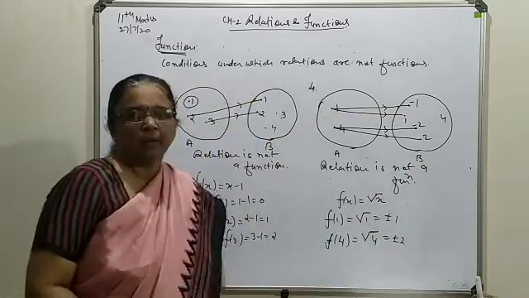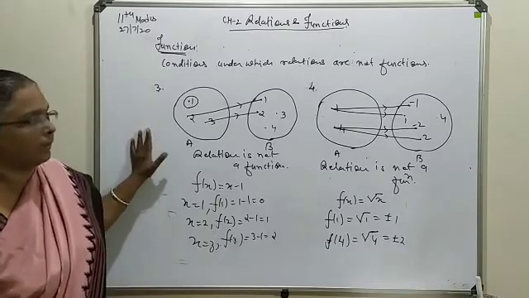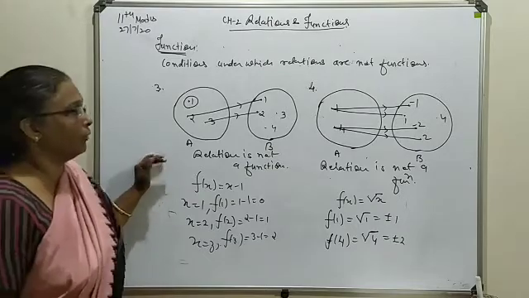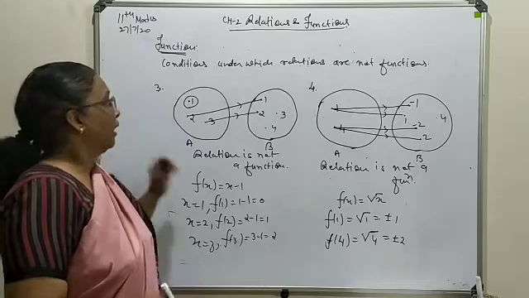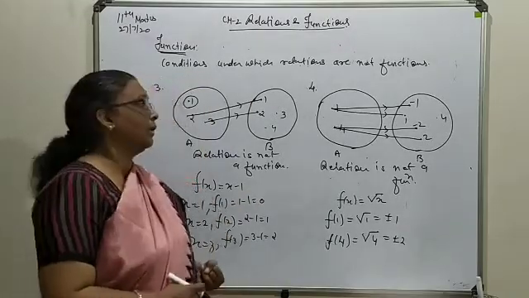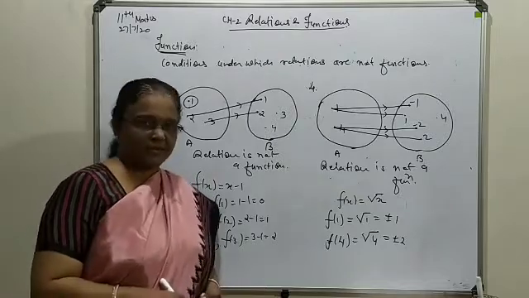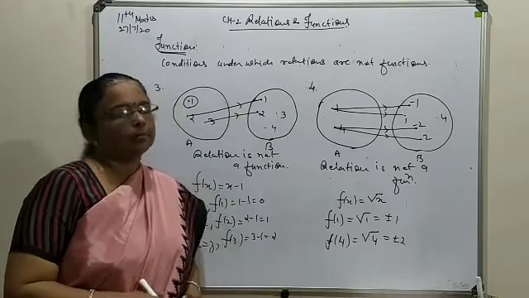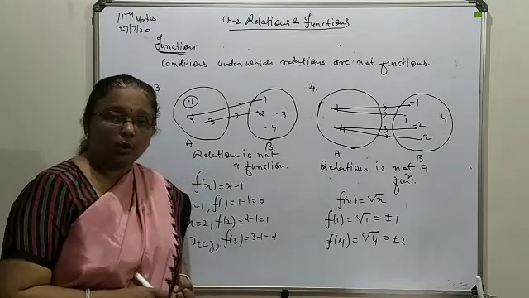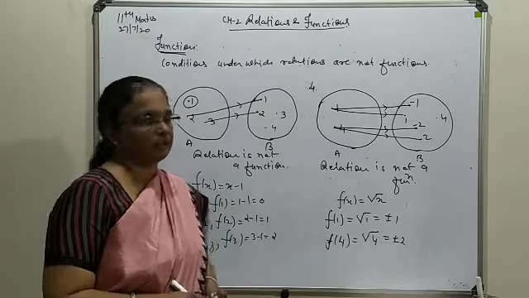So this was the basic criteria for which your relation can be considered as a function or for which it is not. I repeat, the conditions under which relations are functions. First of all, there should be one-to-one correspondence, meaning each element of set A should form a single image in set B, and all the elements of set A should take part in the formation of images.